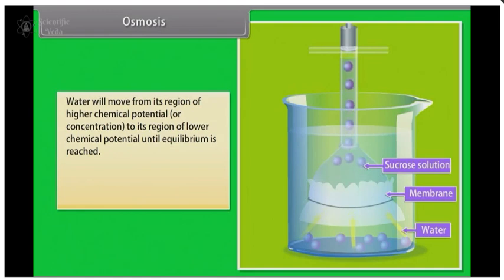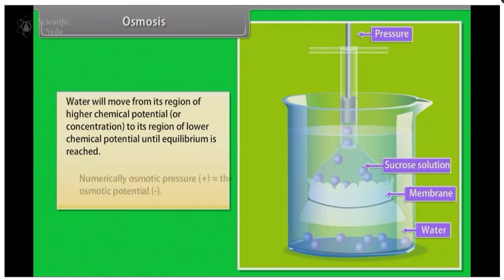Now, we will apply some pressure to stop the water movement into the funnel. This pressure required to prevent water from diffusing is, in fact, the osmotic pressure, and this is a function of the solute concentration. The more the solute concentration, the greater will be the pressure required to prevent water from diffusing in. Numerically, osmotic pressure is equivalent to the osmotic potential, but the sign is opposite. Osmotic pressure is the positive pressure applied, while osmotic potential is negative.